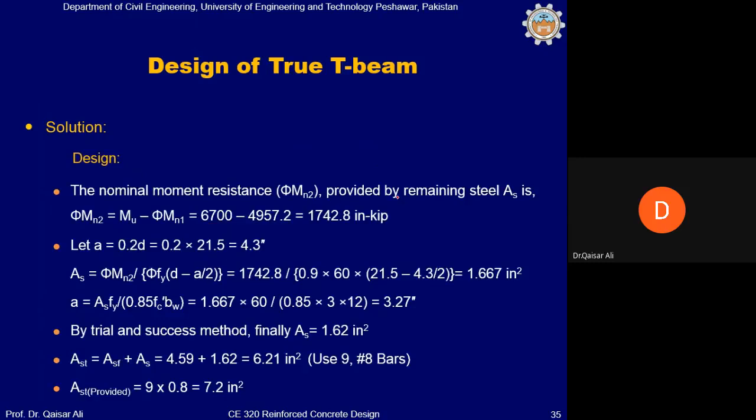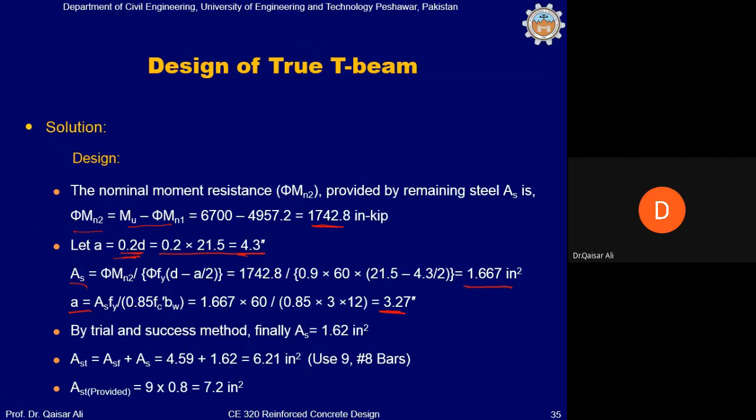The nominal moment resistance Mn2 provided by steel is Mu minus Mn1, which is 1742.8 inch-kips. This is the remaining portion. Now we will assume small a again for this remaining portion of the bending moment. In this case, if you remember, this is just like a rectangular beam. So we will assume small a equal to 0.2d, which comes out to be 4.3 inch. We will calculate As from this, which is 1.6 square inch. We will recalculate small a, which comes out to be 3.27 inch.